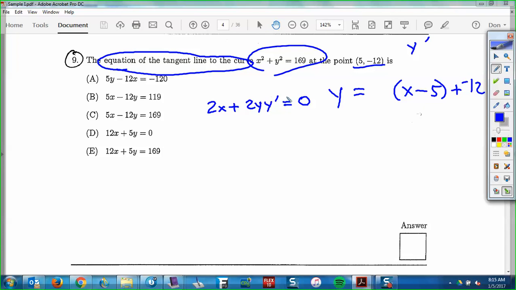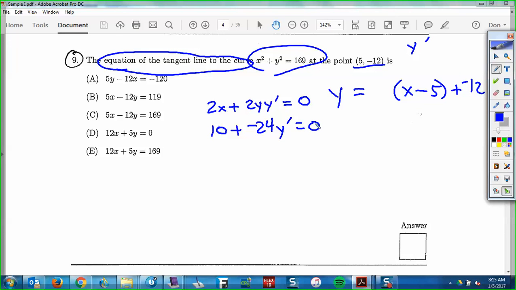As a matter of fact, I don't even need to solve for y prime right now, do I? What could I do right now? I can put my numbers in. I can just put my numbers in right now instead of worrying about solving for y prime. So I can put a 5 in here for x, and I can put a negative 12 in here for y.